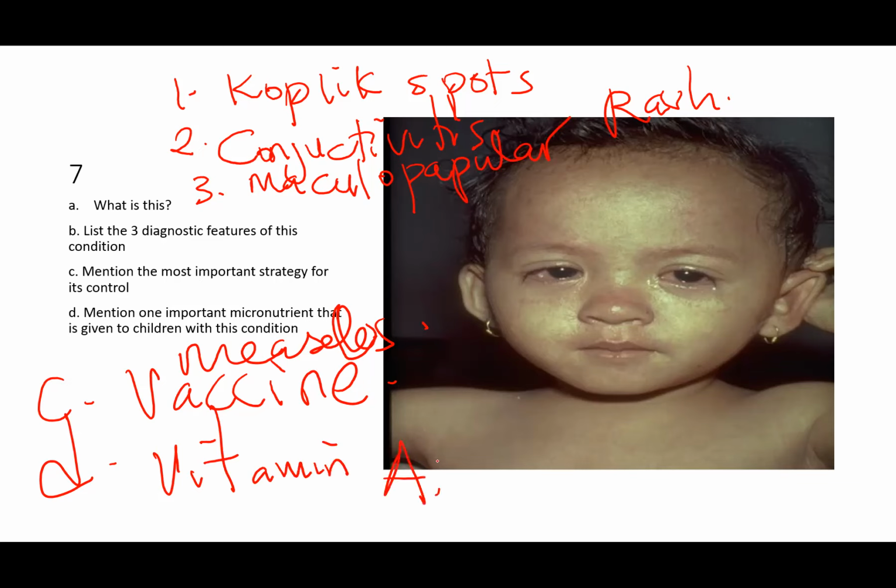So please take note of these questions. They are common questions that come around measles in picture tests for public health. You should know this common presentation. You should also know the most important strategy of control, and also the micronutrient that is given, which is vitamin A.